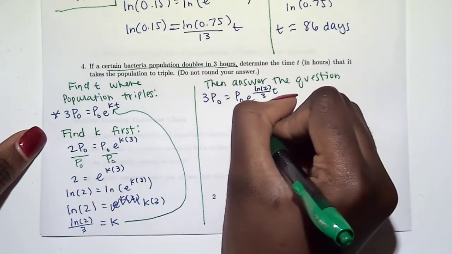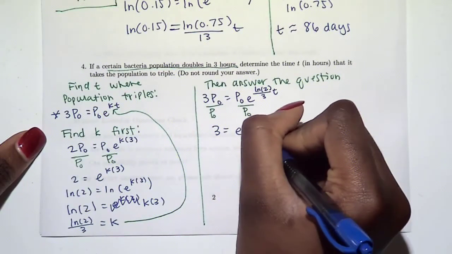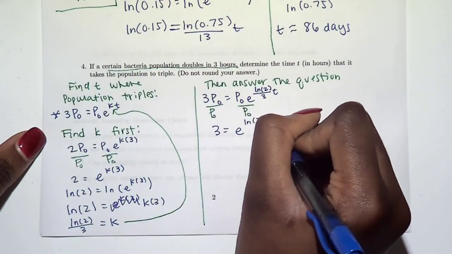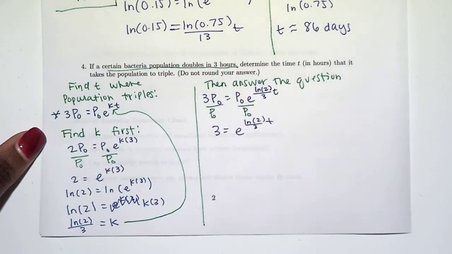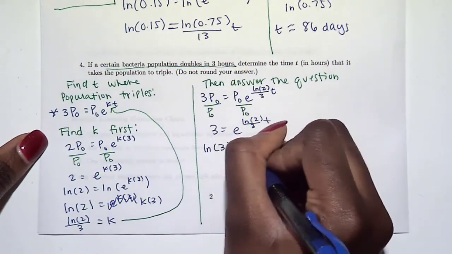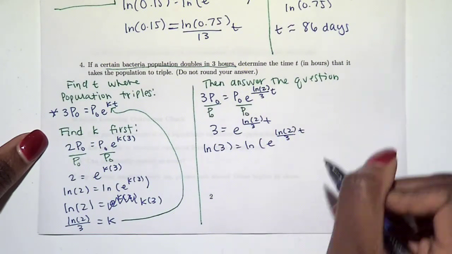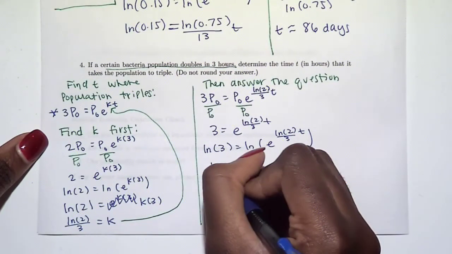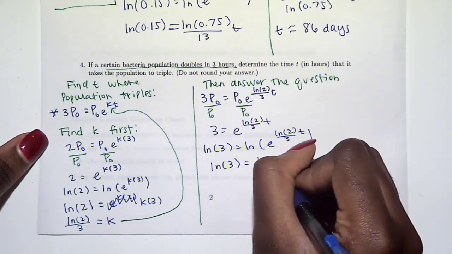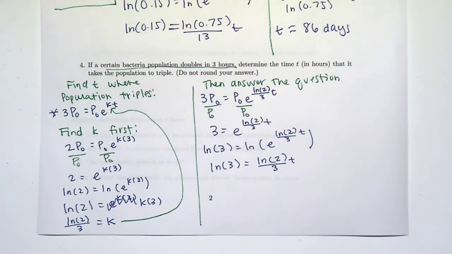Same process. We need to isolate our exponential. We're going to take whatever log you want. I like to use the natural log of both sides. So we get that the natural log of 3 is the natural log of 2 over 3 times t. Okay, and then we solve for t.